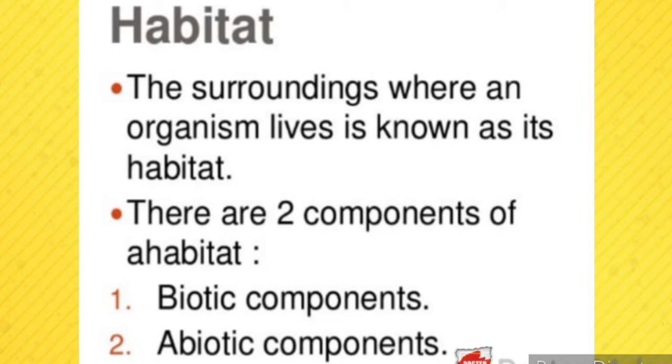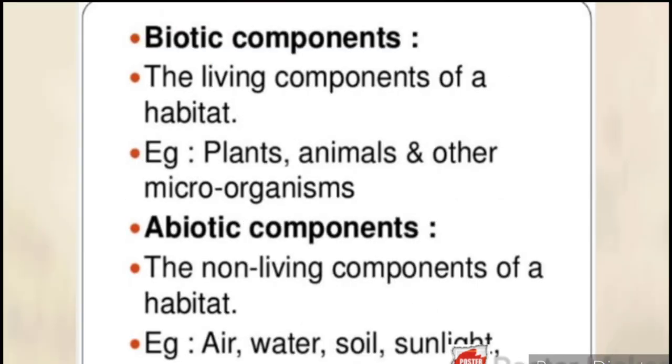Now, if we define both of these, the biotic components are the living components of a habitat. For example, plants, animals and other microorganisms. Abiotic components are the non-living components of a habitat. For example, air, water, soil, sunlight, temperature and rocks. So, the living creatures are known as the biotic components and the non-living creatures are known as the abiotic components.